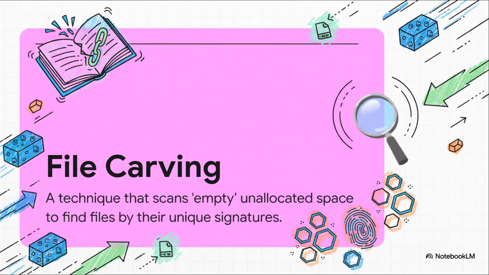So, if there's no card in the catalog, how in the world do you find the book? Well, you use a brilliant technique called file carving. This is where special tools just ignore the file system and scan through all of that empty, unallocated space, sector by sector, looking for the telltale signs of a file's beginning and end.